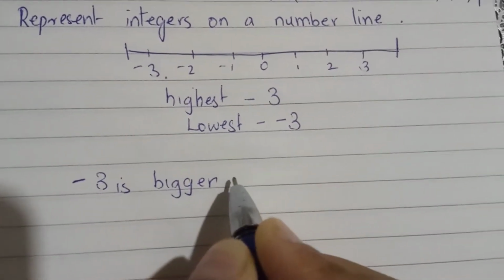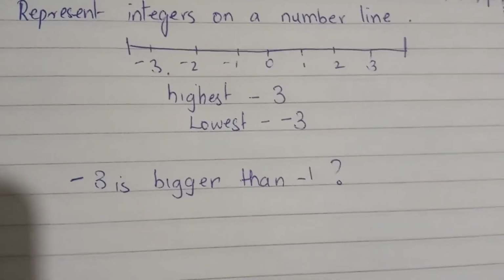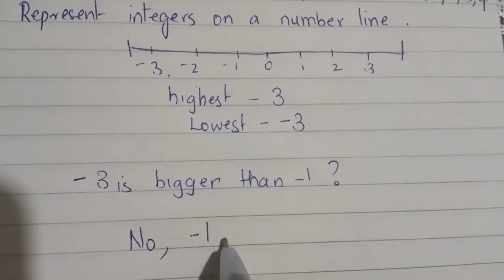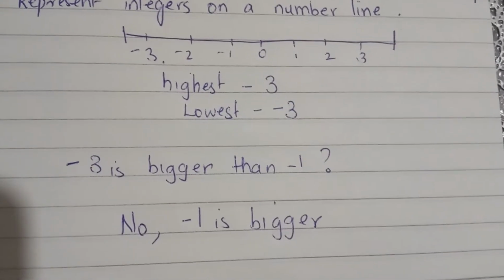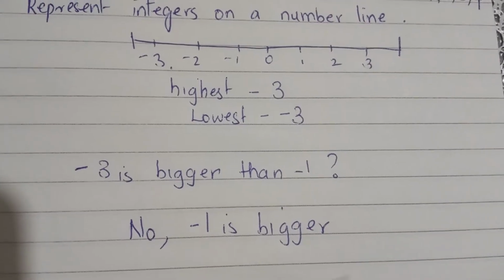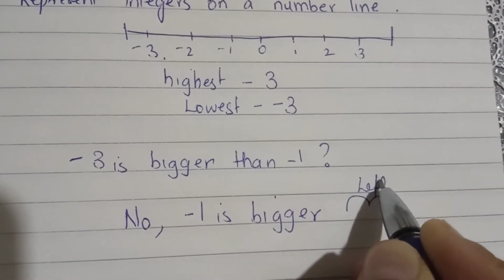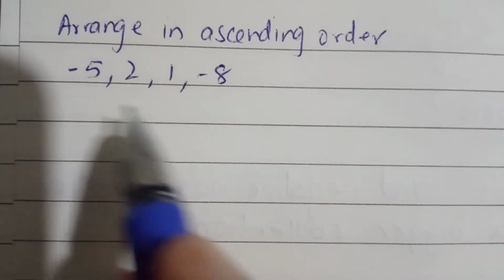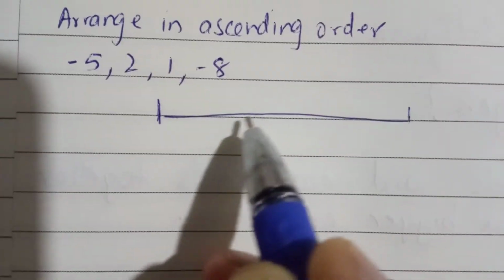Now we will go to a question: is minus 3 bigger than minus 1? No. Minus 1 will be bigger than minus 3. As a number moves more to the left hand side, that number will be the least. As it moves to the right, that number will be bigger. If such basic concepts are clear in the mind, then it will be easy to arrange numbers in ascending order without drawing a number line.